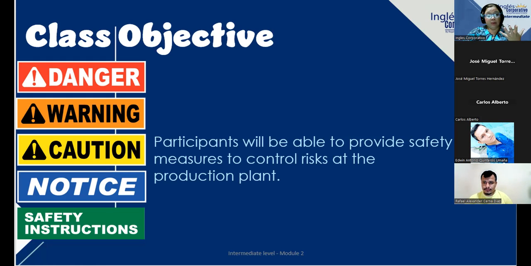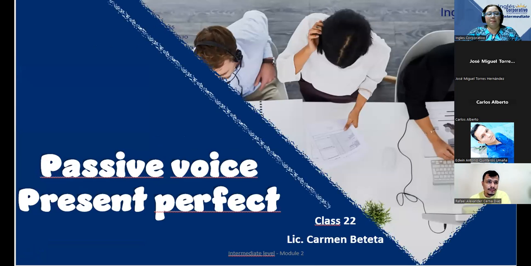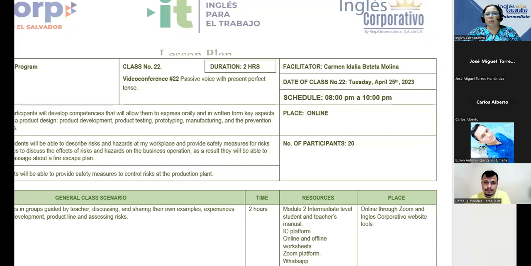Remember that when we talk about controlling the risks, we need to identify what is danger, what is a warning, what is caution, what is a notice, what are safety instructions. Right now, we go to the safety instructions because yesterday we were talking about these terms, right? The danger, the hazard, the harm, hurt, and all these kinds of words that maybe can get confused in some sentences, right? When we want to express aspects related to controlling risks. So let's start. I think we can start by this point before going there.